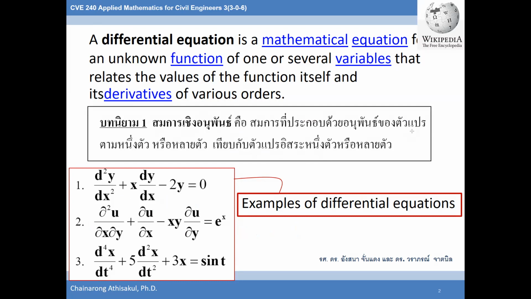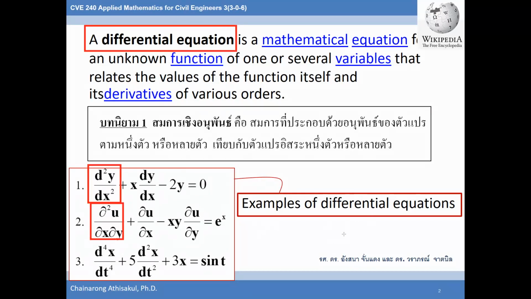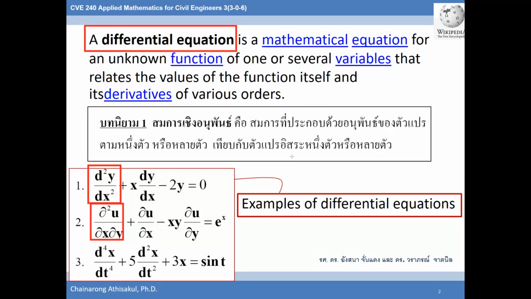A differential equation is a mathematical equation in which we have an unknown function of one or several variables that is related to the value of the function itself and its derivatives of various orders. So what does it mean? It means that the differential equation has some term of differentiation or derivative. Okay, so this is an example of a differential equation with an unknown that is in terms of the function and its derivative. So if the equation has a derivative term or a differentiation term, we call it a differential equation.